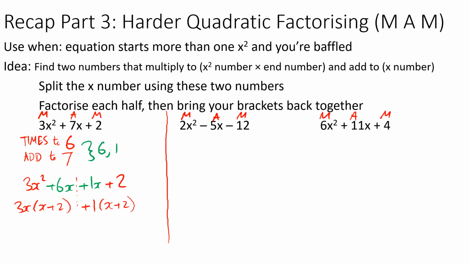So our final step is to collect our brackets together. So we're going to take the 3x that's here, we're going to take the 1 that's here, and we're going to say that's 3x plus 1, and we're going to take the x plus 2 bracket and say that's x plus 2. So yeah, that's the MAM method. I will go through it on the other two, but I'm not going to talk through it. So if you want to pause here, have a go at those last two, and then unpause when you're ready.